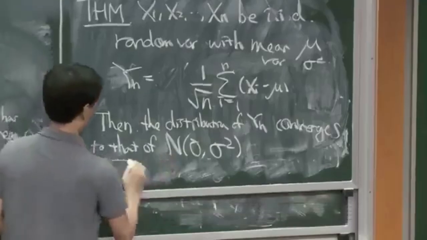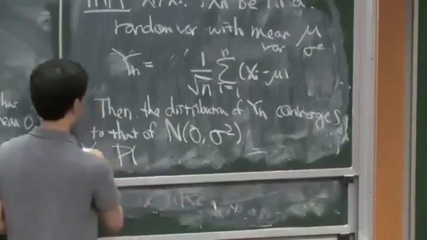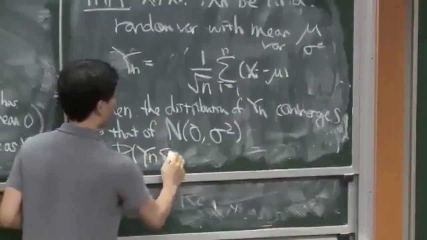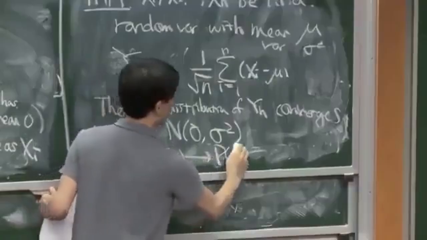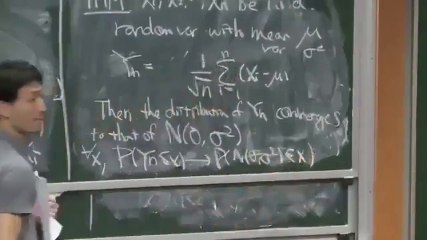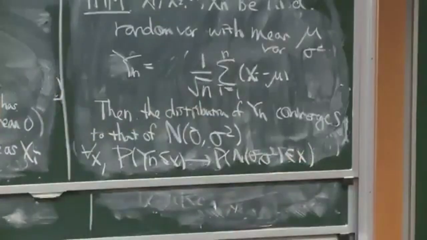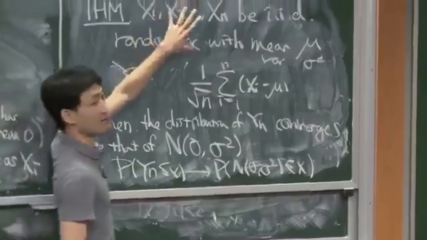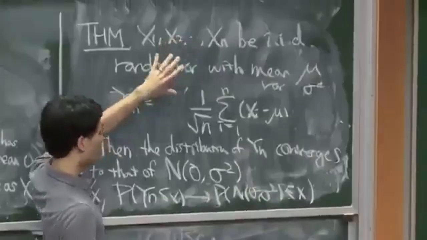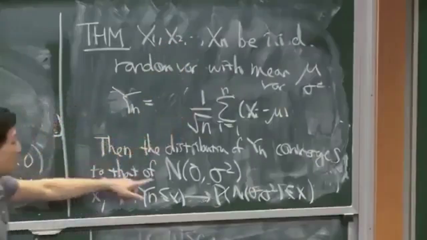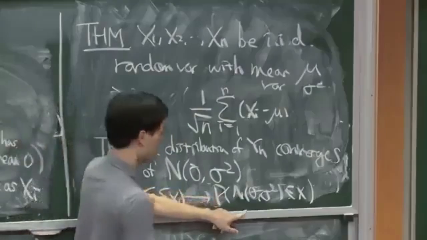What this means, I'll write it down again. It means for all x, the probability that yn is less than or equal to x converges to the probability that the normal distribution is less than or equal to x. What's really interesting here is no matter what distribution you had in the beginning, if you average it out in this sense, then you converge to the normal distribution.